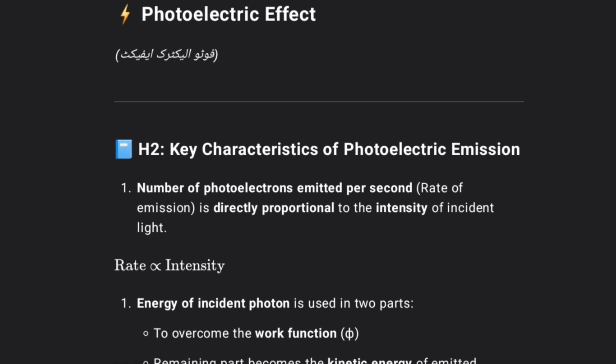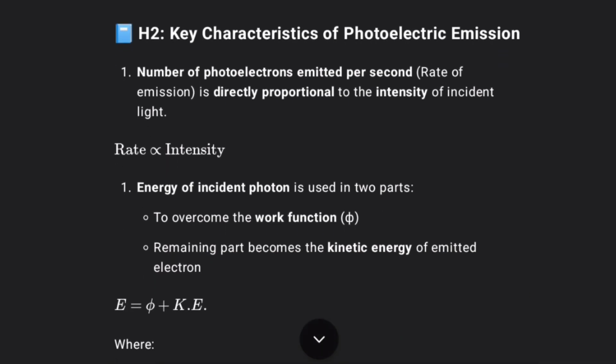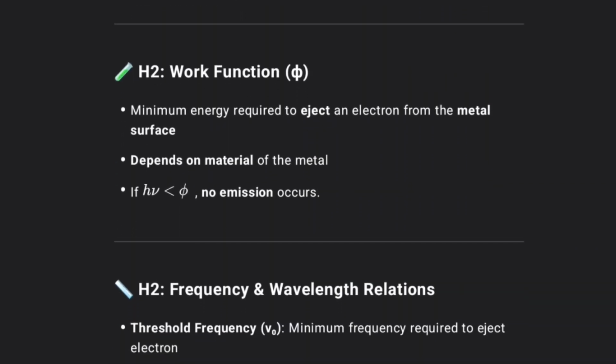1. The number of photoelectrons emitted per second, the rate of emission, is directly proportional to the intensity of incident light. 2. The energy of the incident photon is used in two parts: to overcome the work function phi, and the remaining part becomes the kinetic energy of the emitted electron. E equals phi plus KE, where E equals h nu is the energy of the photon, phi is the work function, the minimum energy to eject an electron, and KE is the kinetic energy of the emitted electron. Work function phi is the minimum energy required to eject an electron from the metal surface and depends on the material of the metal. If h nu is less than phi, no emission occurs.